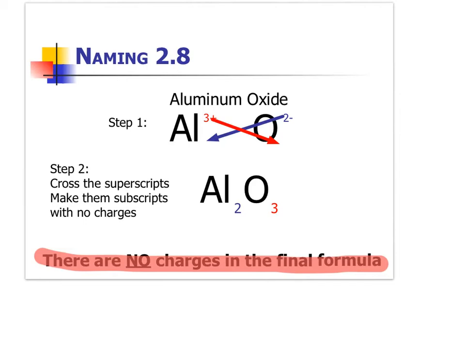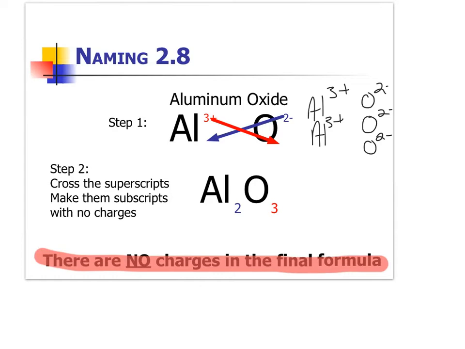Realistically, if we looked at it from the other perspective, from a least common multiple perspective, we would ask what is the least common multiple between 2 and 3, and that would be 6, meaning it would take a total of a positive 6 to equal out 2. So you need a total of 2 aluminums with a positive 3 charge to cancel out the 3 oxygens each with a negative 2 charge as you're reasoning your way through it.